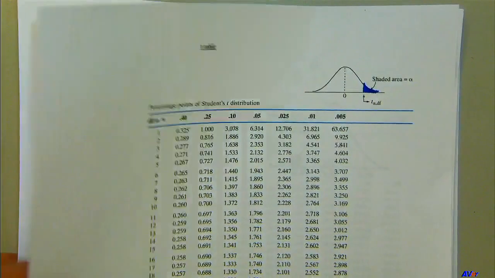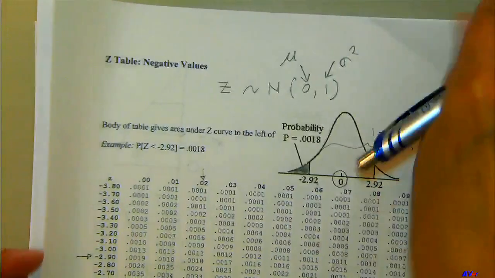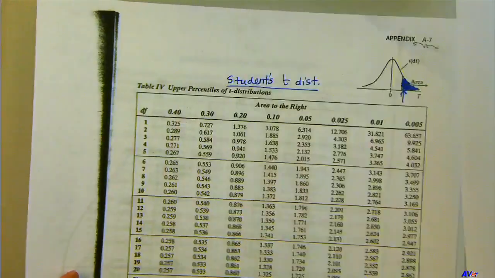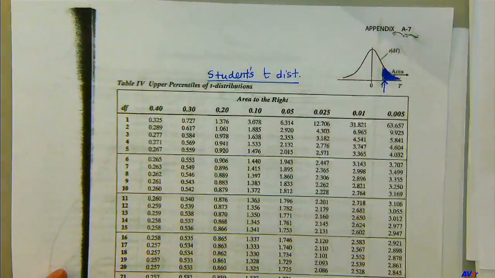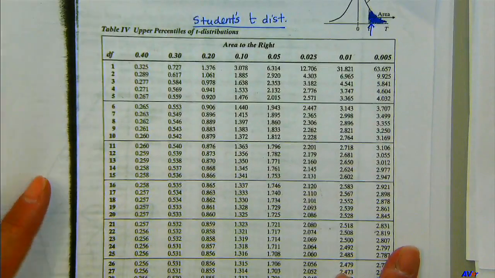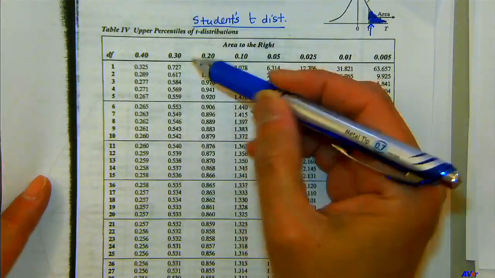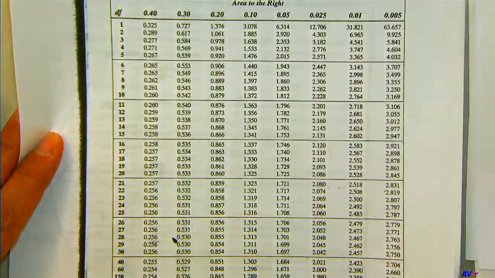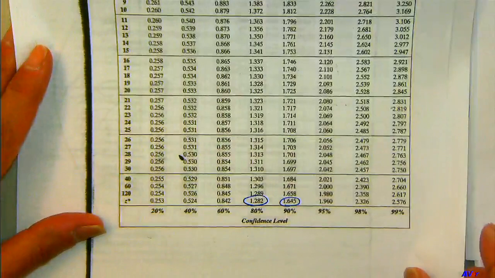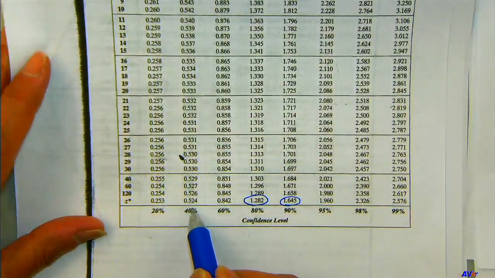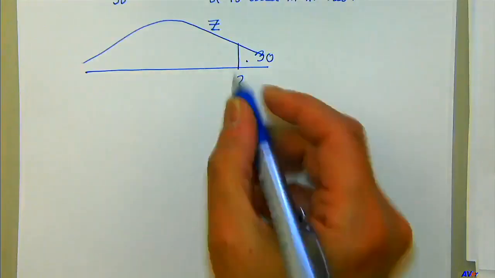So let's look at the other t-table. There are two. Here's the other one. This one does happen to have a 0.30 column. So 0.30 all the way down to the last row: 0.524. So this value is 0.524.